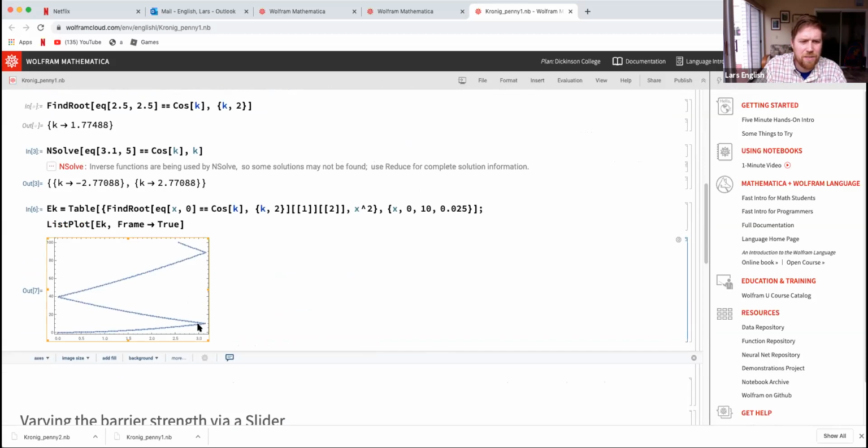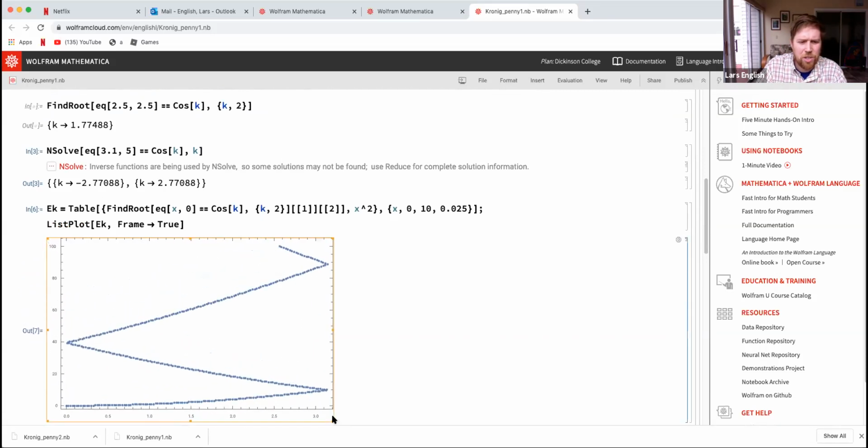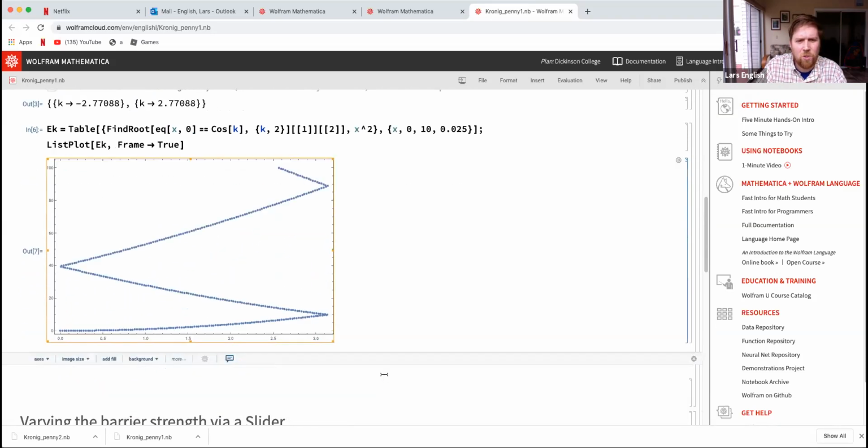And then we get this picture. Okay, so here it's a free electron, basically, right? Because there are no barriers. We've set P to 0, barrier strength, and so we get this interesting sort of zigzag. Okay, but there are always solutions. And what's interesting here is we're plotting them from 0 to pi.